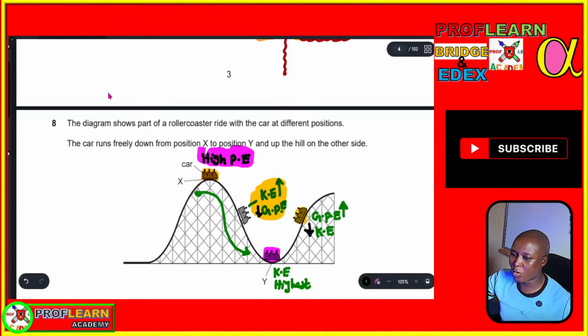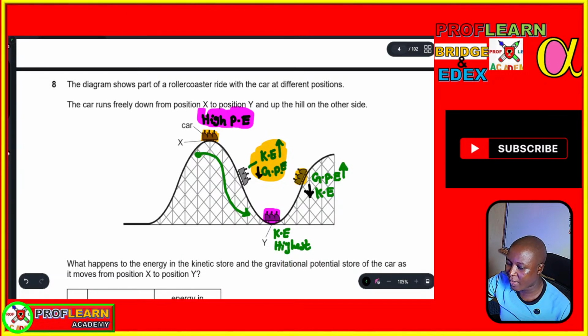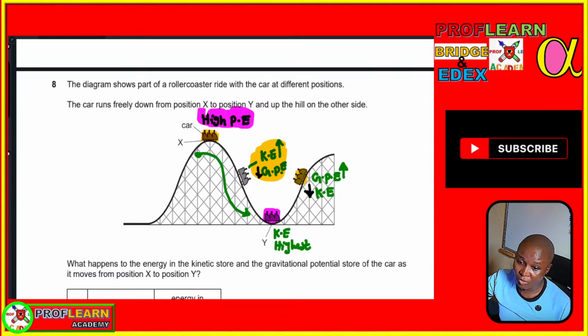Question number 8, we need to remember the concept of the law of conservation of momentum. The law of conservation of momentum says that momentum before collision is equal to momentum after collision. I think I've jumped the gun there. We need to remember the law of conservation of energy. I'll talk about the law of conservation of momentum later, but at this given point we shall focus on the law of conservation.